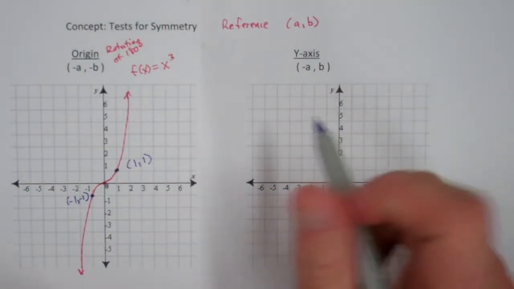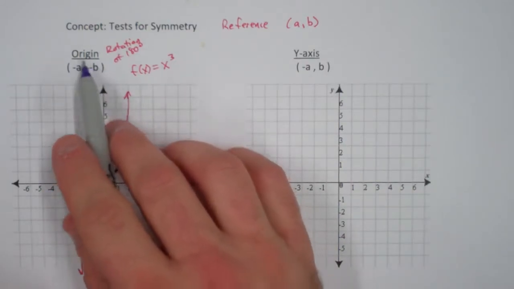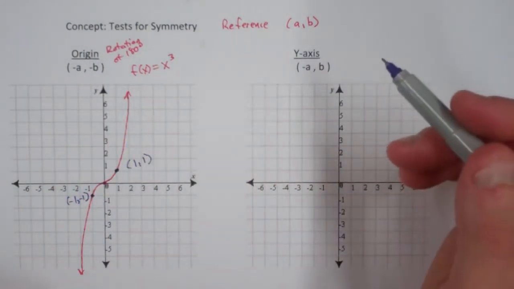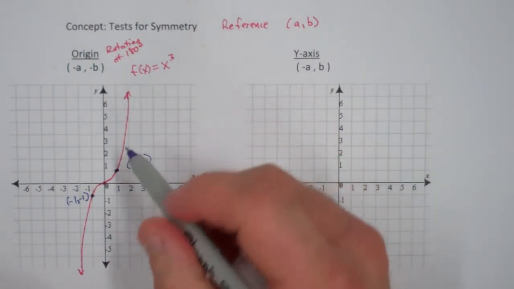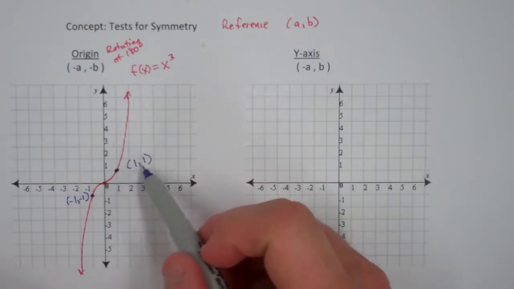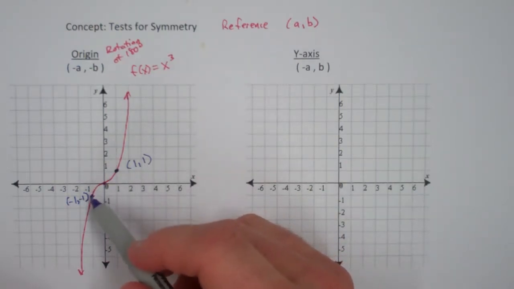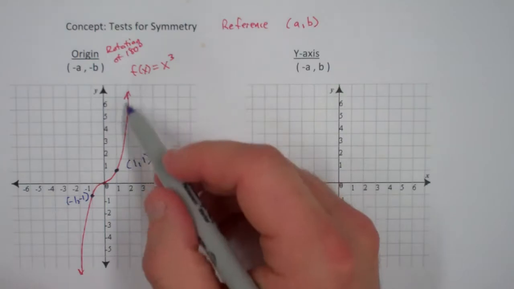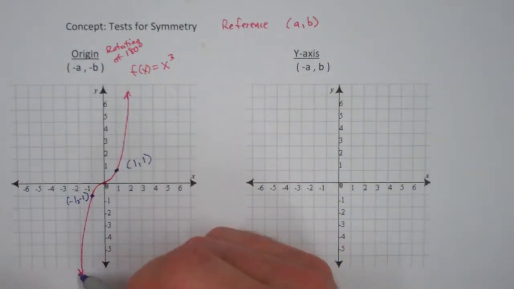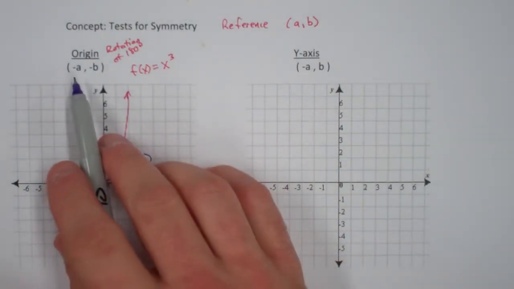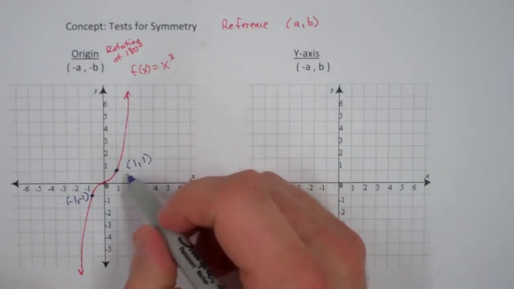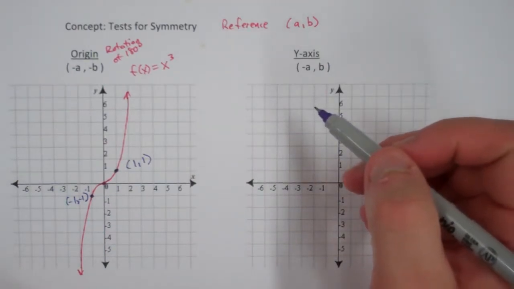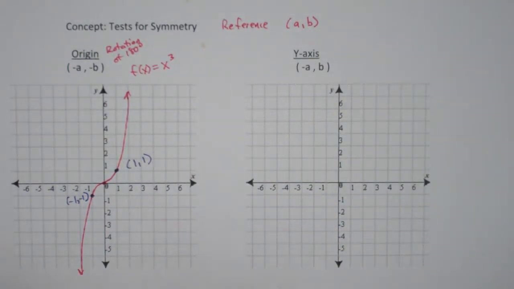We want to go with these letters here in this algebra, because the point 1, 1 could also be negative 1, but then the other points on this part of the graph may not line up on the bottom. So we want to be careful. We want to generalize this and say that any point a, b, negative a, negative b is going to be on the graph. Let's take a look at the y-axis symmetry.